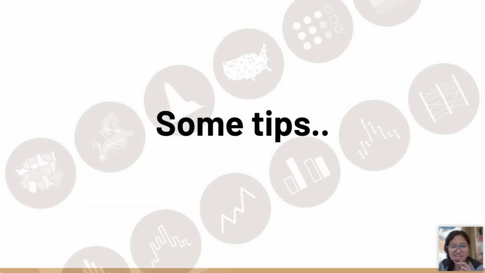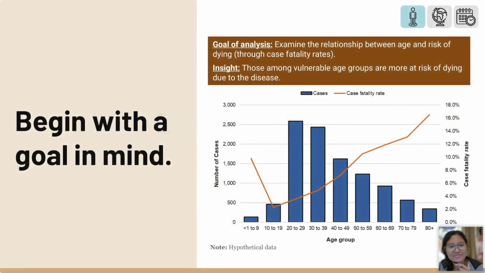So given that, let me provide some tips. First, you must begin with a goal in mind. Let's look at the example on the right, which is a graph showing the number of cases and case fatality rates or CFR. CFR is computed as the number of deaths among cases per age group of a certain disease. So part of the work is to determine the goal of the analysis.